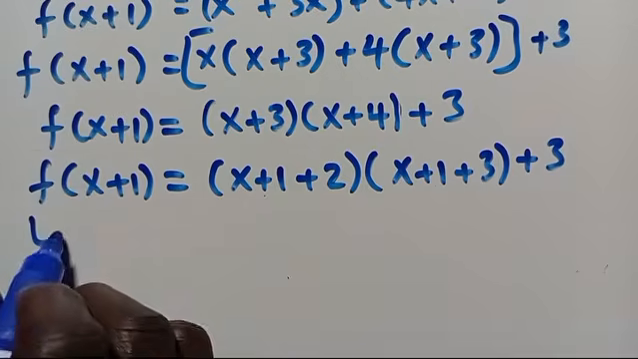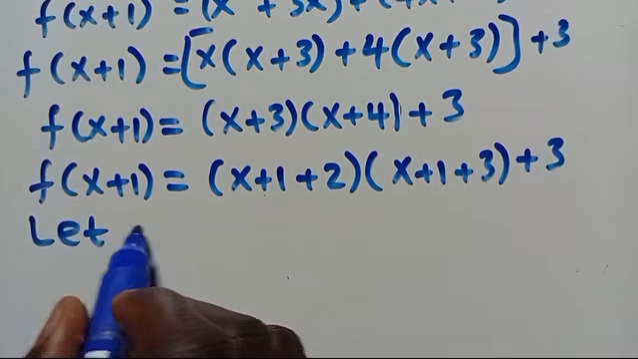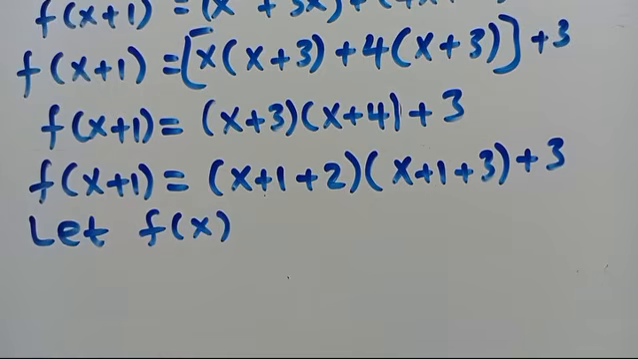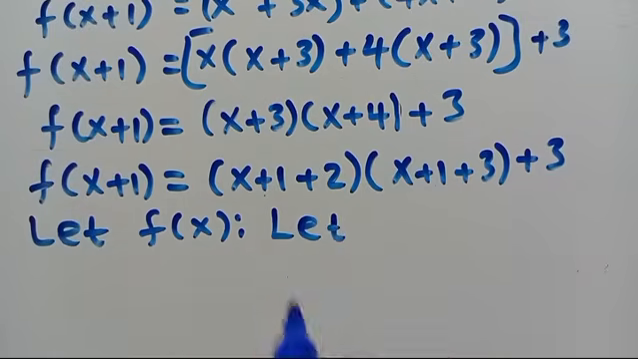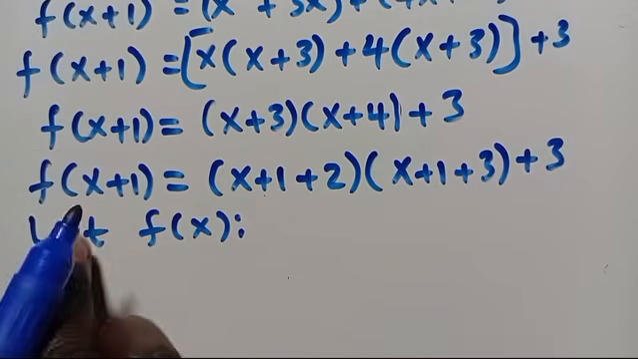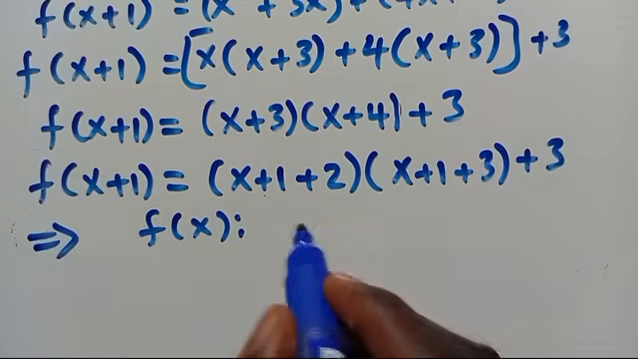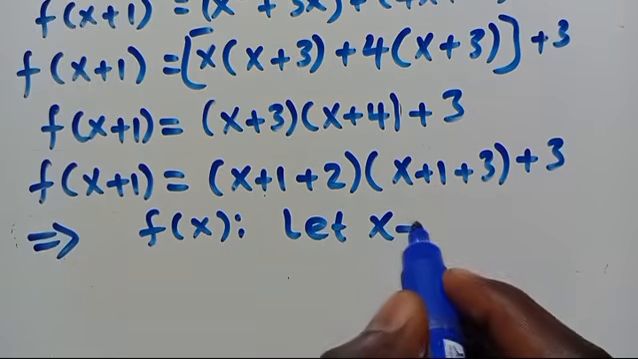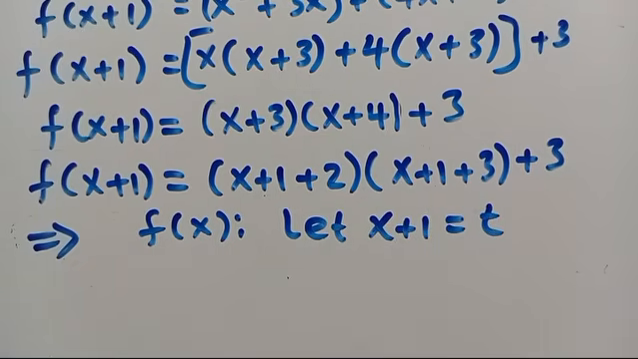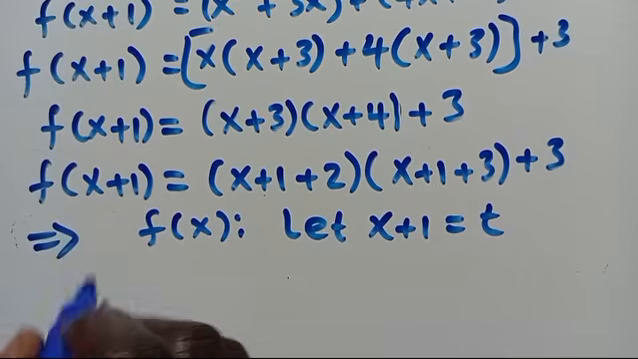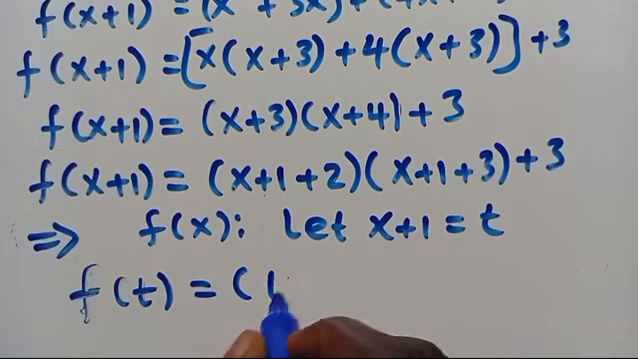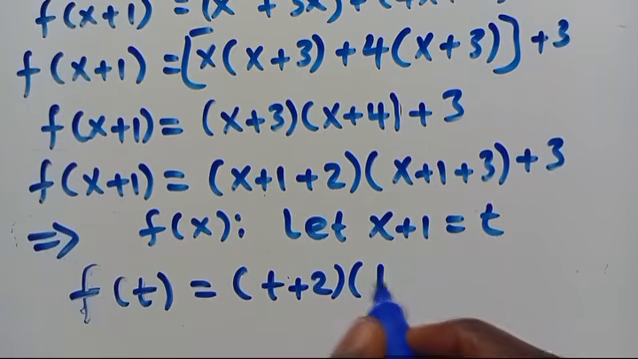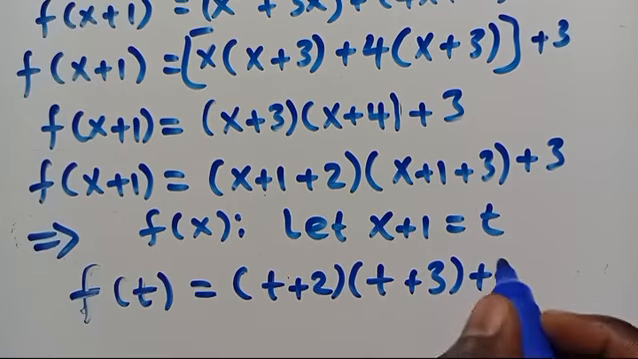Then let us now recall, because we are asked to find f of x. So therefore, let x plus 1 equal t. When x plus 1 equals t, meaning that from here we are going to have f of t equals t plus 2 times t plus 3, then plus 3.